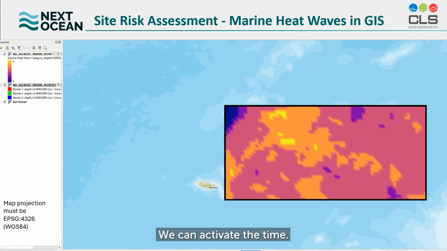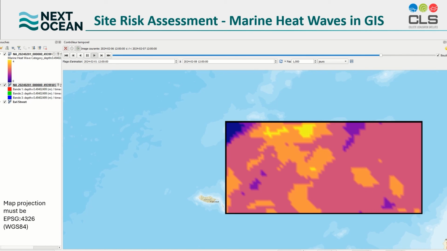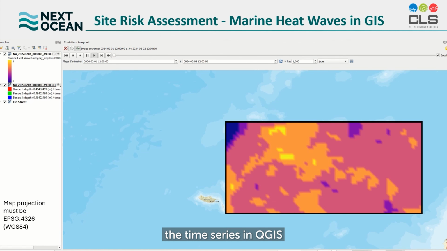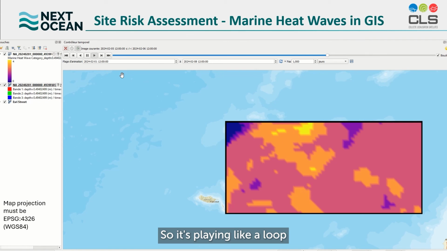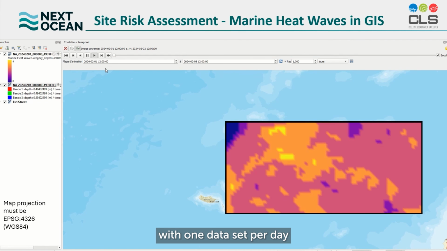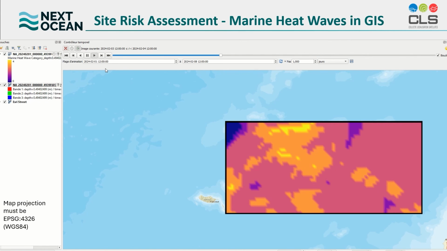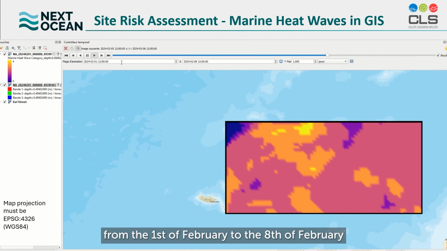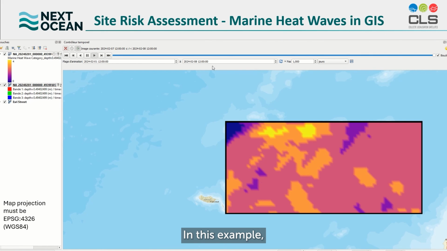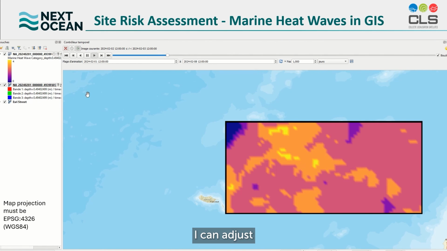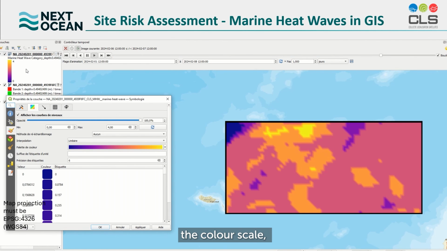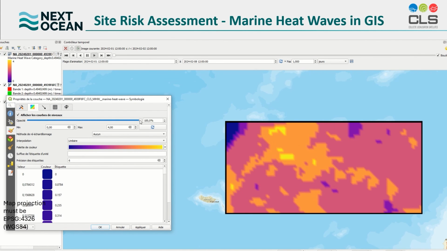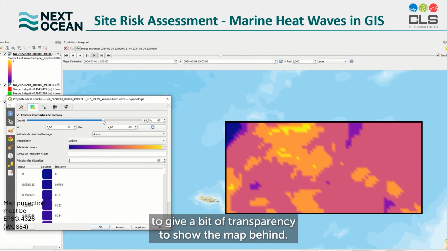We can activate the time series in QGIS. So it's playing like a loop with one dataset per day from the 1st of February to the 8th of February in this example. I can adjust the color scale, like give a bit of transparency to show the map behind.